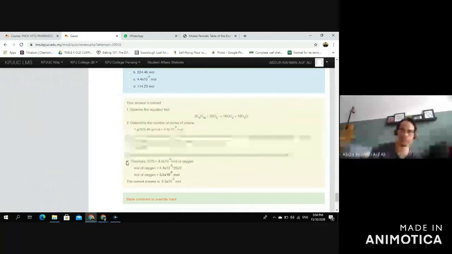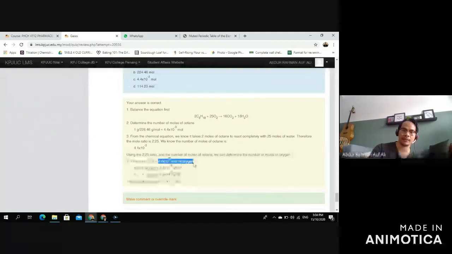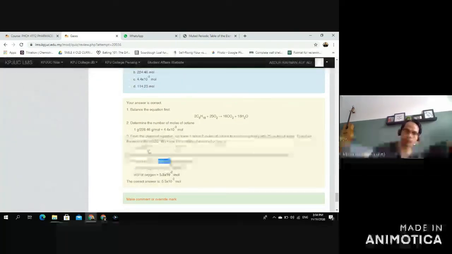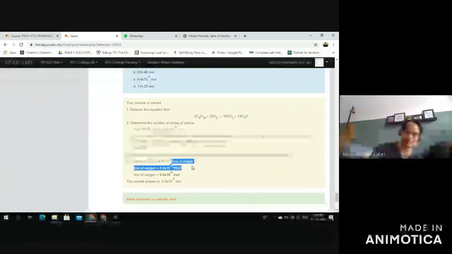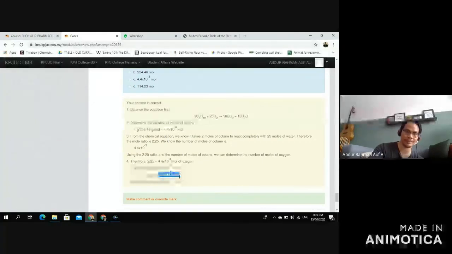So therefore, okay, bullet point number 4, the ratio is 2 over 25, I make it a fraction. 2 divided by 25 equals 4.4 times 10 to the power of negative 3 divided by X. So the ratio from the chemical equation, 2 over 25, equals the ratio we want to find. We know the number of moles of octane is 4.4 times 10 to the power of negative 3, divided by X. We do not know X, X is the number of moles of oxygen. So make X the subject. We get the answer: 4.4 times 10 to the power of negative 3 divided by 2, multiplied by 25. The answer is 5.5 times 10 to the power of negative 2 mole.